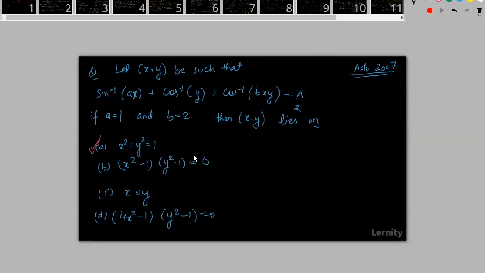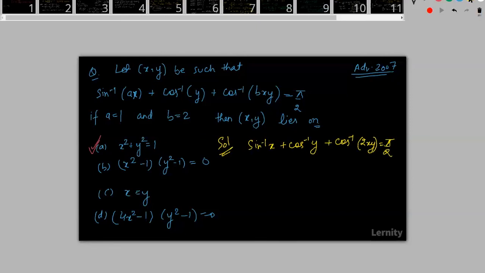Yes. So what we can do here: they have given sine inverse of ax plus cos inverse of y, and they have given the value of a and b. So let's see, simply substitute the value of a and b as 1 and 2. So we'll get sine inverse of x plus cos inverse of y plus cos inverse of 2xy is equal to pi by 2, right?